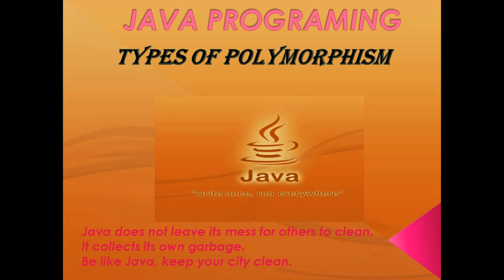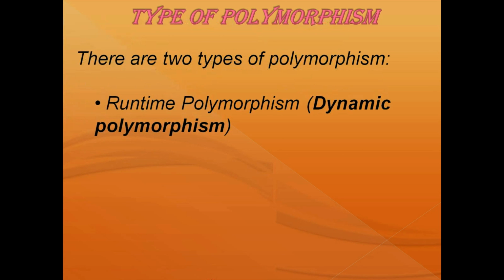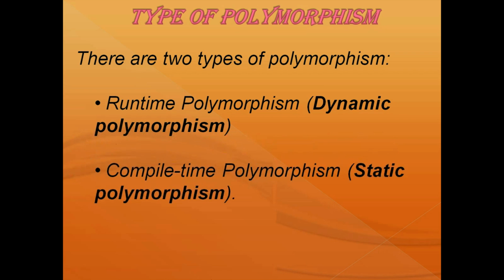In this video, we are going to discuss the types of polymorphism in Java. We have already discussed polymorphism in my previous video. Now it's time to go into more detail. There are two types of polymorphism in Java. The first one is runtime polymorphism, which we can also call dynamic polymorphism. And the second one is compile time polymorphism, which we can also call static polymorphism.